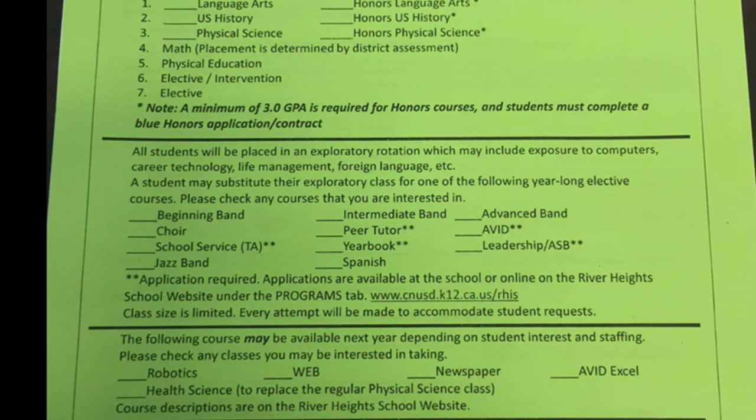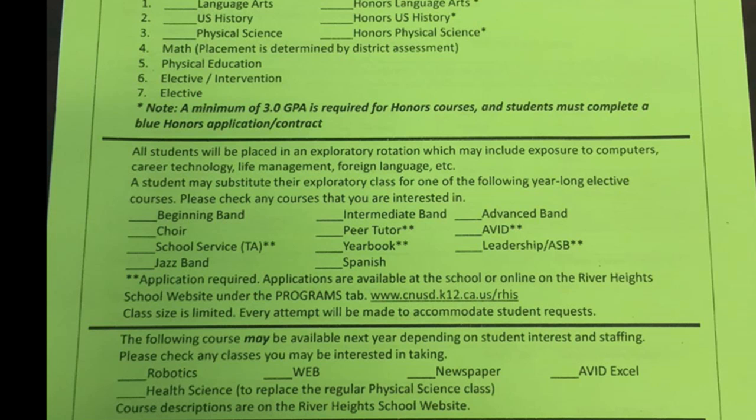Now, some of those, like the ones that have the two little asterisks next to them, need an application. You got to fill out an application. You can get them at the office, or you can go online. There's a website right there, and you can download the application and fill it out and turn them in.